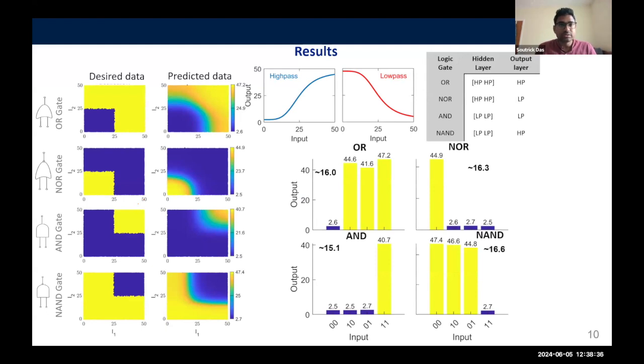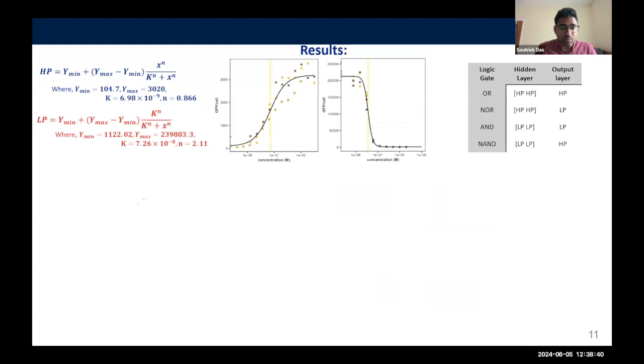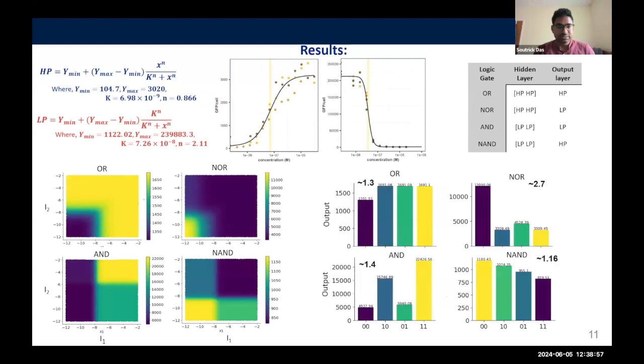We continued with our engineered activation functions, where you can see the ranges are quite different in the case of high pass and low pass, but we're seeing better results with the same topologies in the hidden layer and the output layer. And the fold change is quite different.